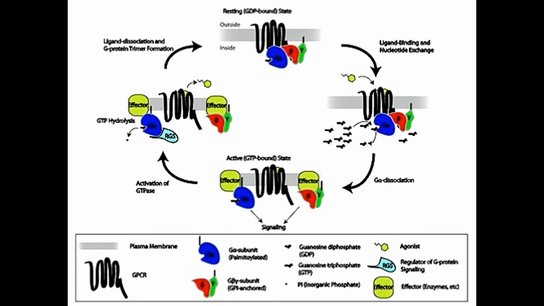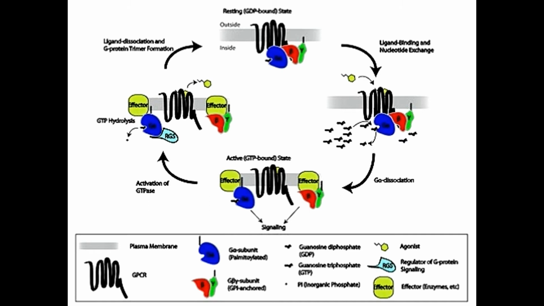The extracellular end has an N-terminus that can bind to ions or lipids or polypeptides, among other such agonistic or stimulatory biomolecules. The intracellular end has a C-terminus that can join with a particular protein composed of alpha, beta, and gamma subunits of guanine nucleotide. Hence, it is also called the G protein.